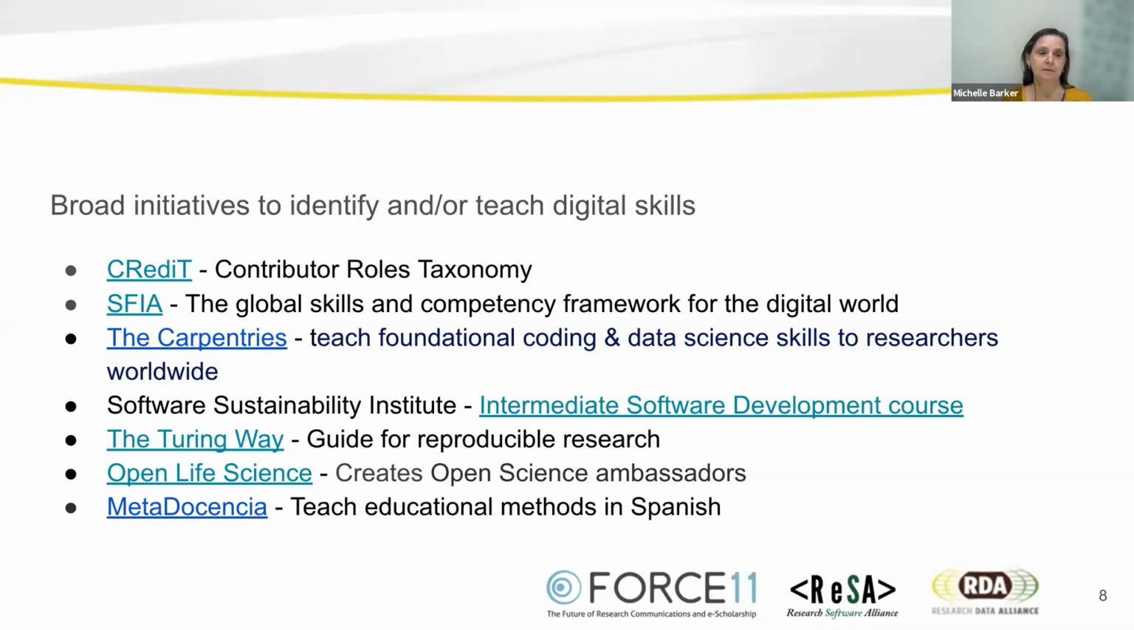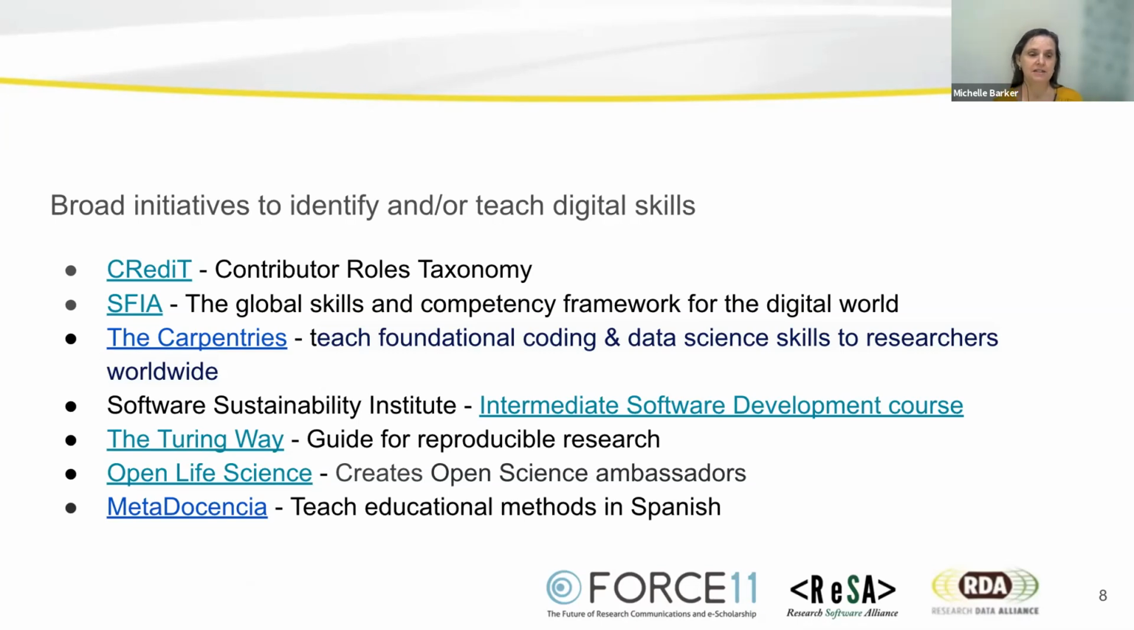So there's pieces that look very broadly at how we recognise digital skills or open science skills in research. So initiatives like Credit and the SFIA. There's work that looks specifically at teaching different types of open science skills, including software and coding. So the Carpentries and Software Sustainability Institute are good examples of those.